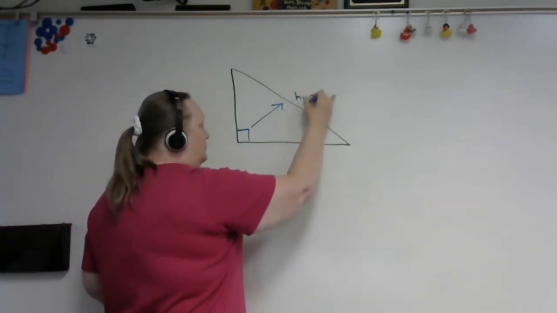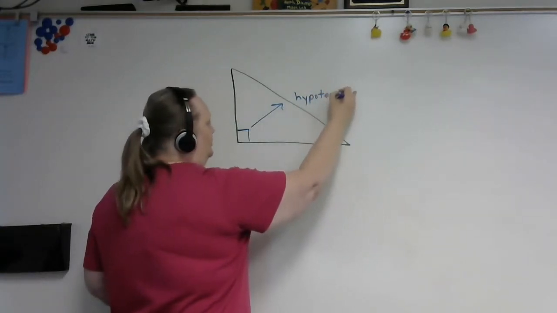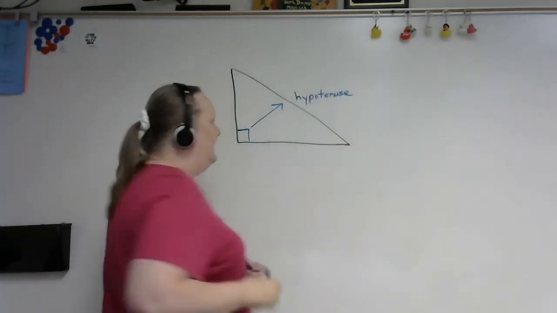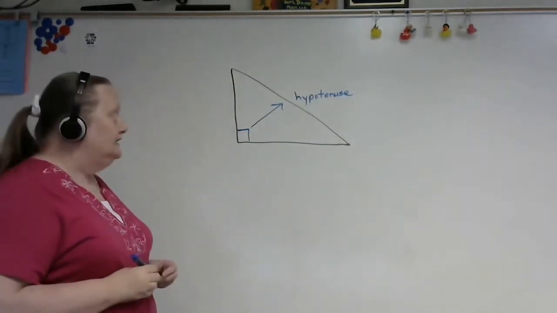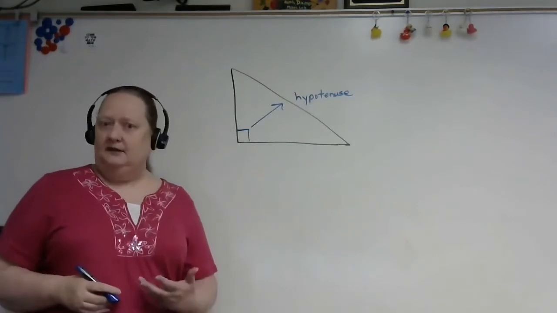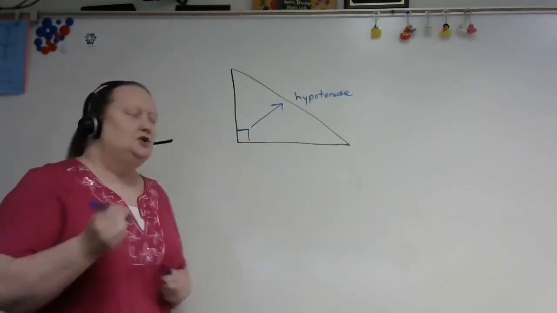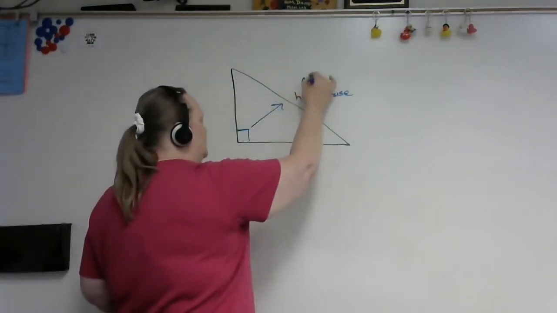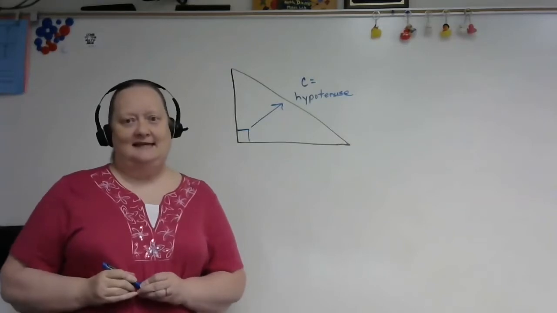I am really big on using words and labeling. Hypotenuse. I think I spelled that right. If I didn't, just ignore it and change the spelling. So there is your hypotenuse. Label it. Learn your vocabulary as you do this. Your hypotenuse is always your C, just because the Queen of Math says so.